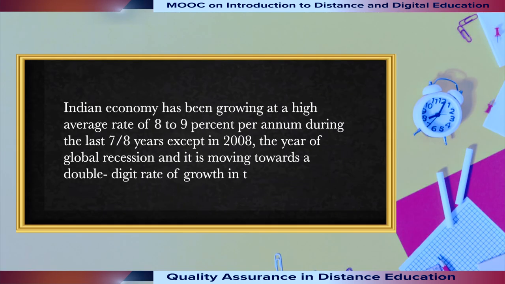The Indian economy has been growing at a high average rate of 8 to 9% per annum during the last 7 to 8 years, except in some years like 2008 and 2020, the years of global recession, and it is moving towards a double-digit rate. We are going to reach a 7 trillion economy in the near future.